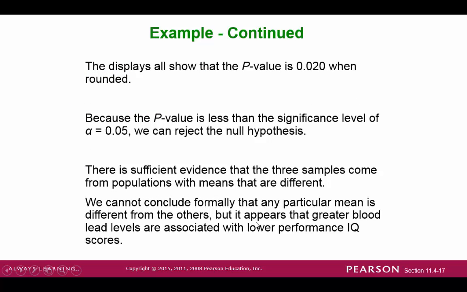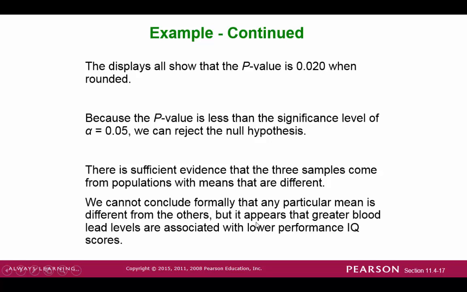Alright, now that we've gotten the p-value of about 0.02, we compare it to 0.05, and 0.02 is less than 0.05, so we can reject the null hypothesis. So as we reject the null hypothesis, we can say that there's evidence that the 3 samples come from populations that have means that are different.